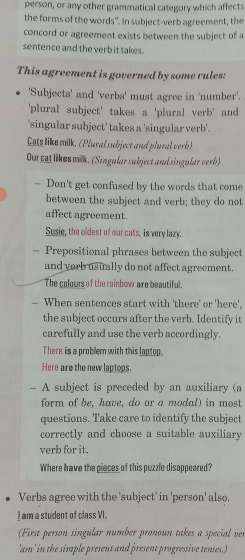So there are examples. Number one, cats. We can see cats means a plural subject. With the plural they have kept the plural verb, like. While in the second sentence, as you can see, our cat, here they are talking about one cat, it's singular, so they have put the singular verb, likes. So the subject and the verb should make an agreement between them when there is number.